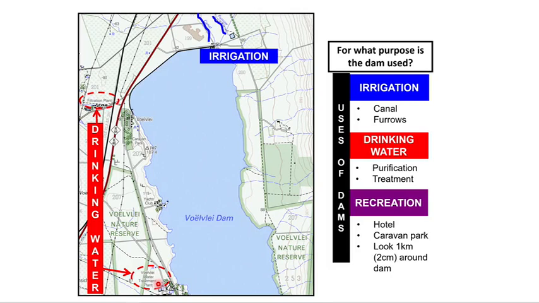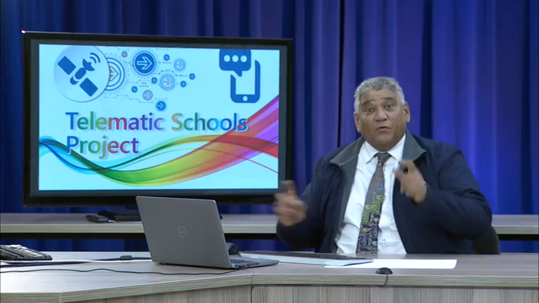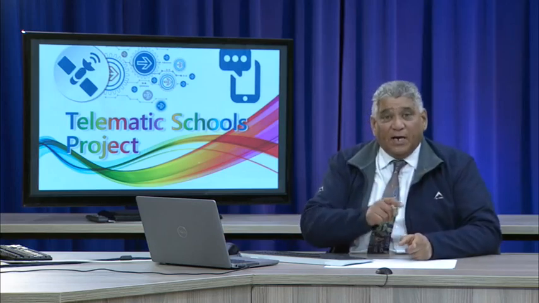And if you want to know, just take 2 centimeters around the dam. Look at this 2 centimeters. 2 centimeters gives you 1 kilometer. And see what's going on there. That could be an indication of what that dam is used for with regard to recreation.